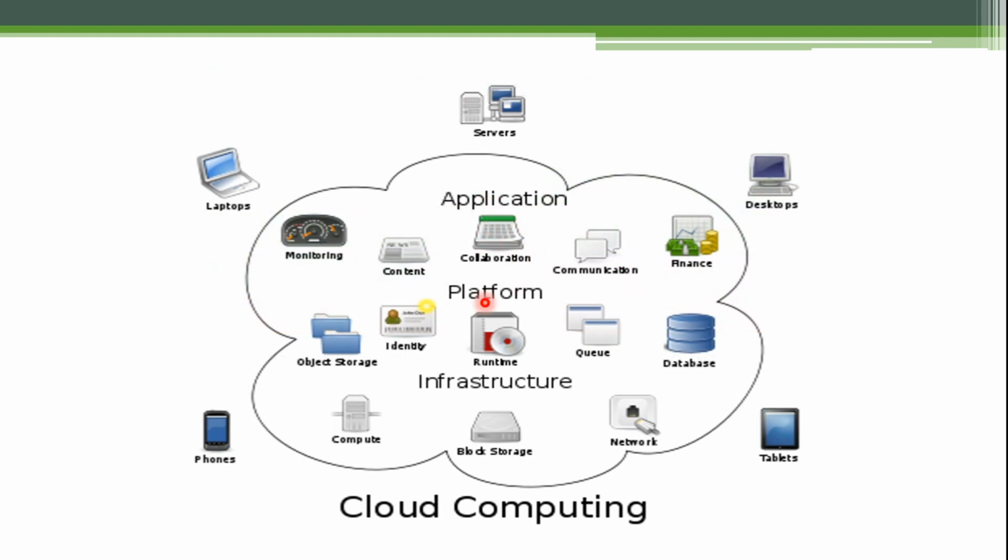Application means SaaS, platform means PaaS, infrastructure means IaaS. So these are the three main areas of cloud computing service models. In these service models, the applications can be of these kinds. It can be a monitoring application like Splunk, Cure, or ArcSight. Then you have content, like Facebook, Instagram.